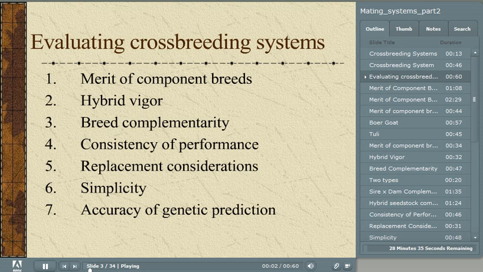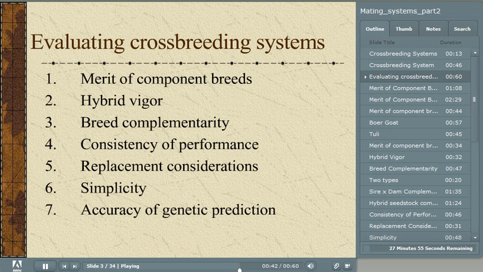So there are 7 items or criteria that we use to evaluate different crossbreeding systems. What I want to do is introduce these 7 components so that you have the tools, when you manage an operation or you are hired, to evaluate the crossbreeding system that's in place, or perhaps develop your own crossbreeding system using these 7 different aspects of consideration. In the subsequent slides I'll go through some of the examples and explain each of these 7 components a lot more in depth.